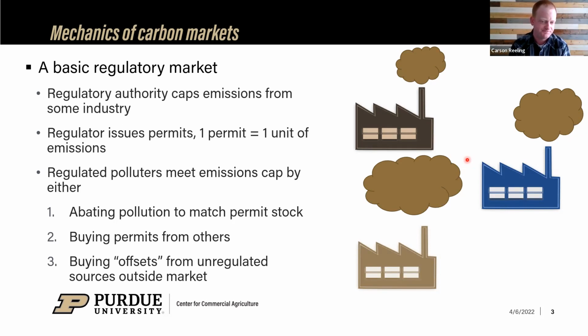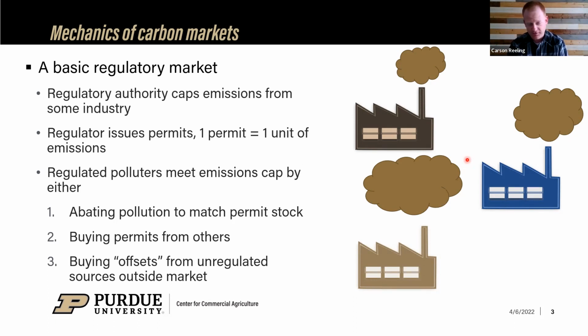out of my smokestack. Now, as I mentioned, the total amount of emissions generated by this industry has to be less than or equal to the cap that the regulator set. That cap is going to be smaller than the total amount of emissions we generated before the regulation. So collectively, this industry is going to have to meet that cap, and they can do that in any combination of three different ways.